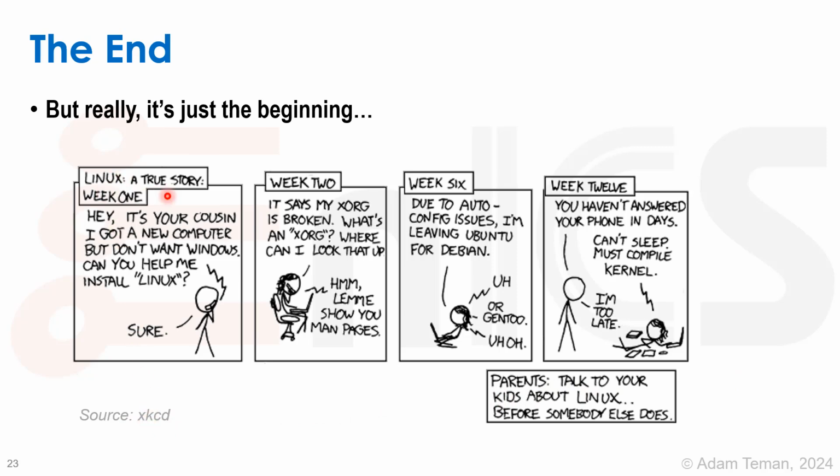You can see this true story about Linux, where week one, you call up your cousin, ask him to help you install Linux on your computer. Week two, Xorg is broken. What's an Xorg? Where can I look that up? Oh, well, let me show you some man pages. By week 6, due to autoconfig issues, I'm leaving Ubuntu for Debian. Those are two different distros, just for you newbies. Gentoo. By week 12, you haven't answered your phone in days. Can't sleep. I must compile the Linux kernel. I'm too late. Parents, talk to your kids about Linux before somebody else does.